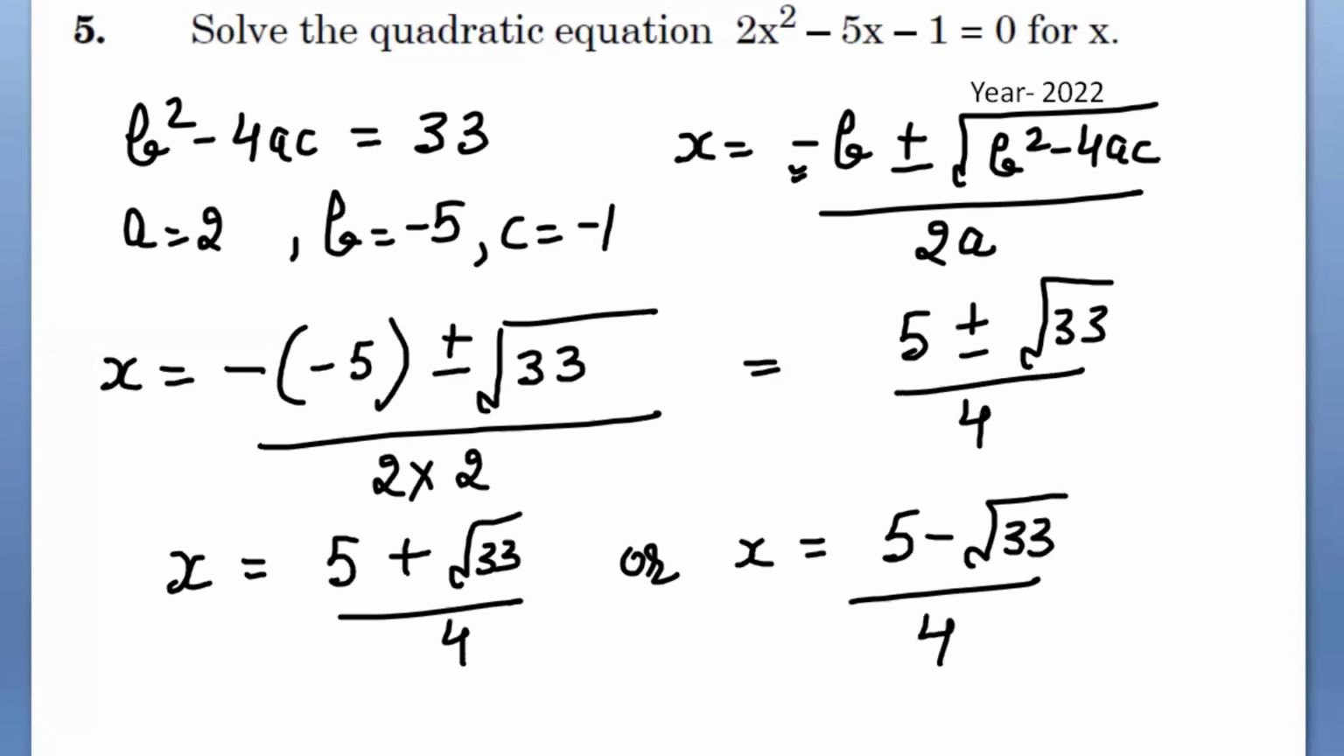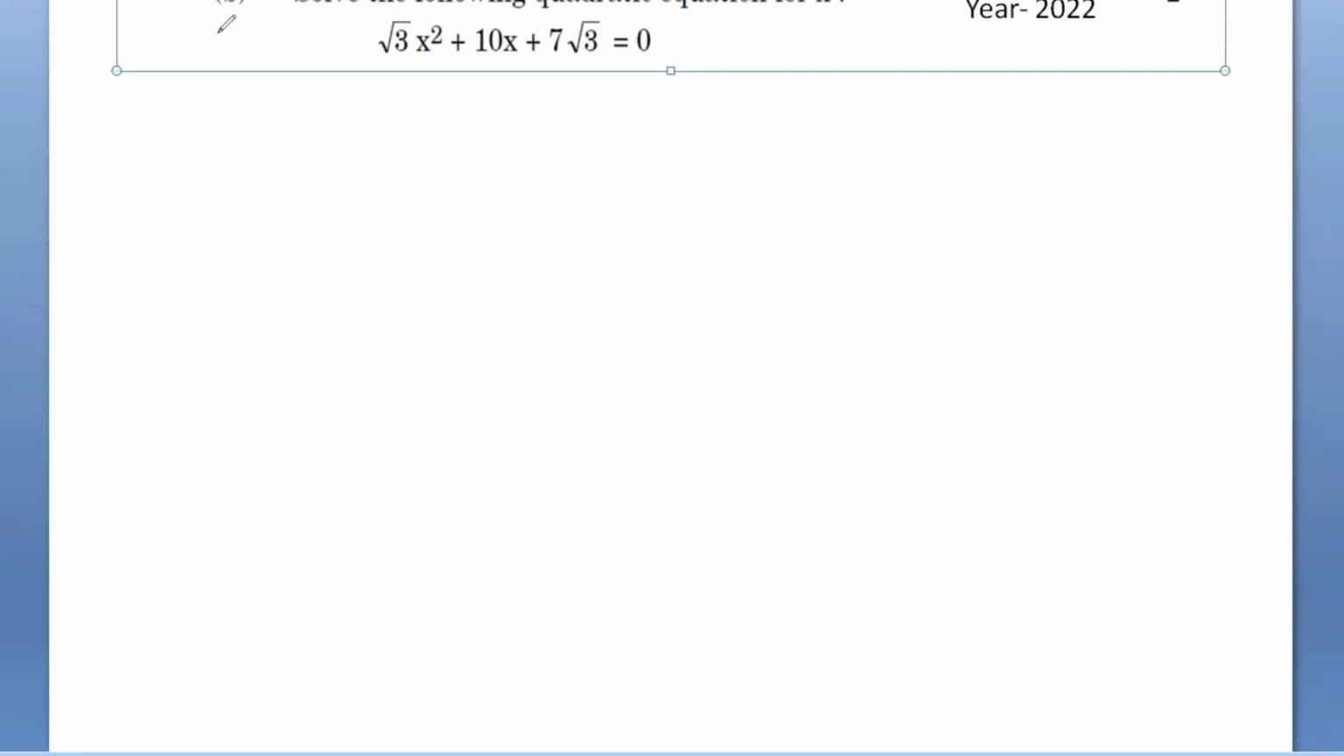This is how you can solve any quadratic equation with the help of the discriminant or the quadratic formula. So this question is also about finding the value of x, but here they have given you the values with the root. So if you get root values, don't be afraid of it. Try to do it because you have to just simply put the values in the formula.